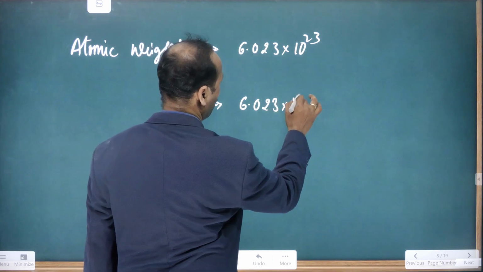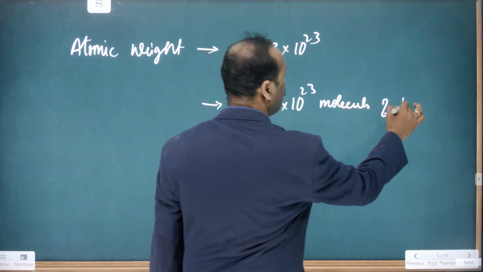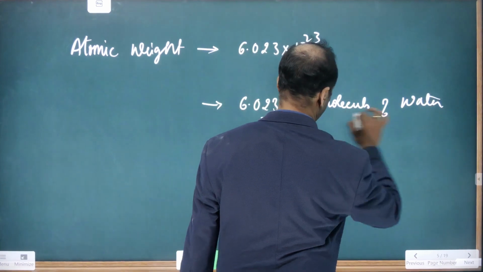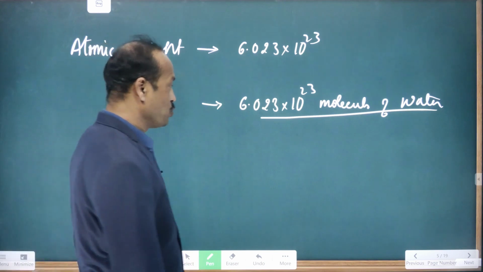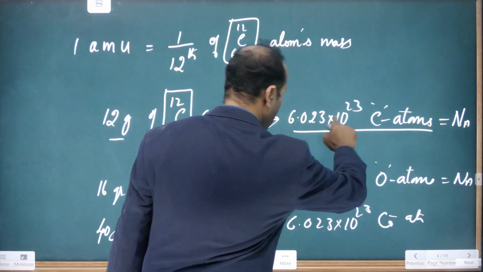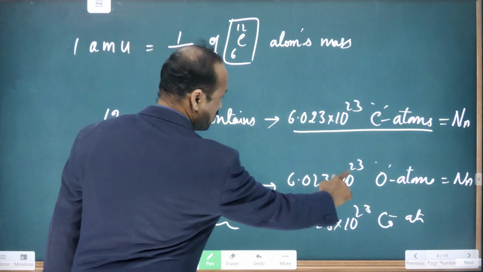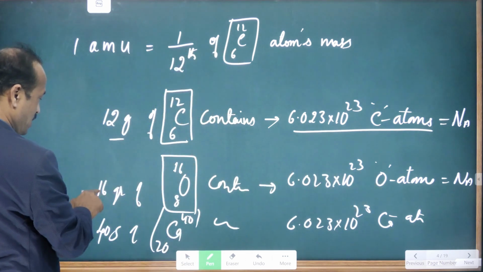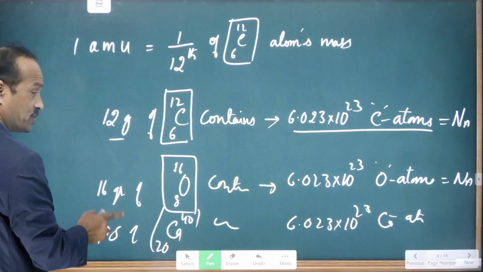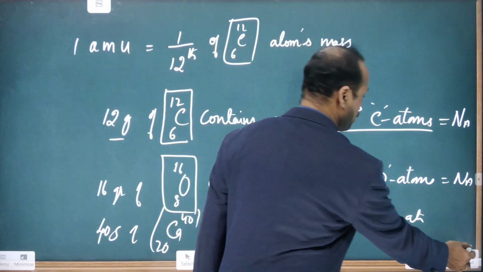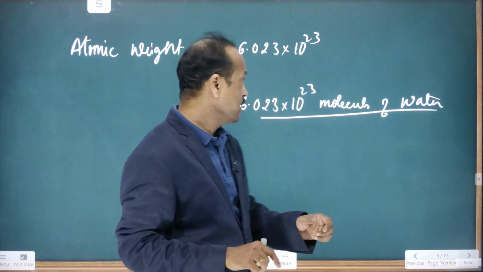6.023 into 10 to the power of 23 molecules of water weighs how much? Then it's very, very simple, students. So once again, see here, 6.023 into 10 to the power of 23 carbon atoms is equal to 12 grams, which means carbon atomic weight. 6.023 into 10 to the power of 23 oxygen atoms is equal to 16 grams, oxygen atomic weight. 6.023 into 10 to the power of 23 calcium atoms is 40 grams, which means calcium atomic weight. Correct? So here 6.023 into 10 to the power of 23 molecules of water weighs how much?